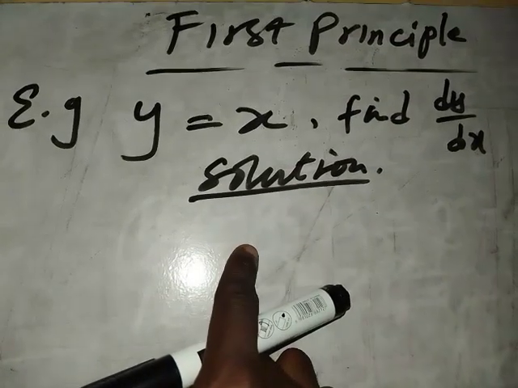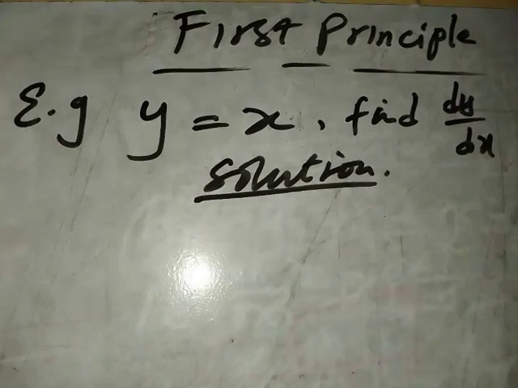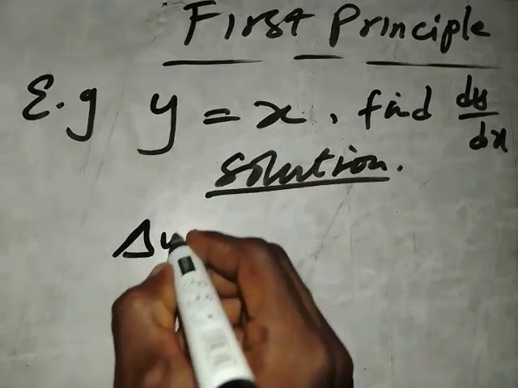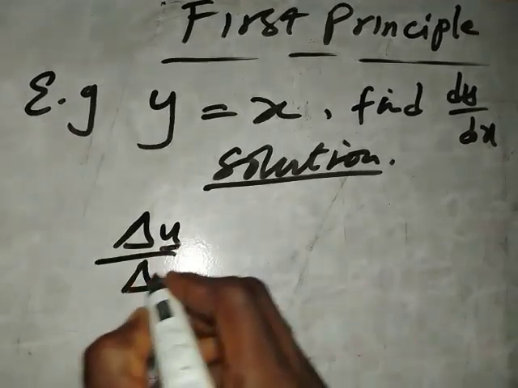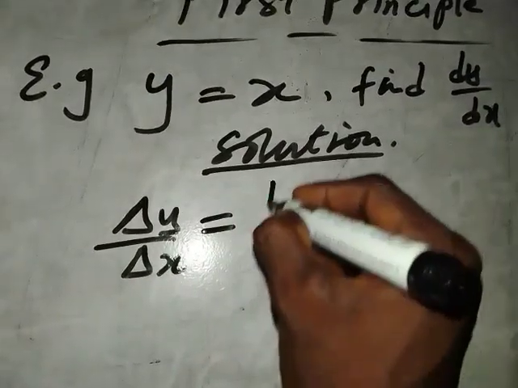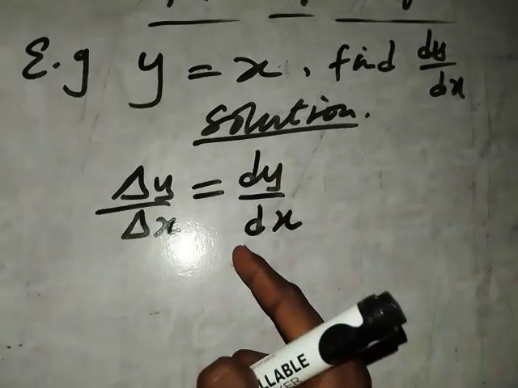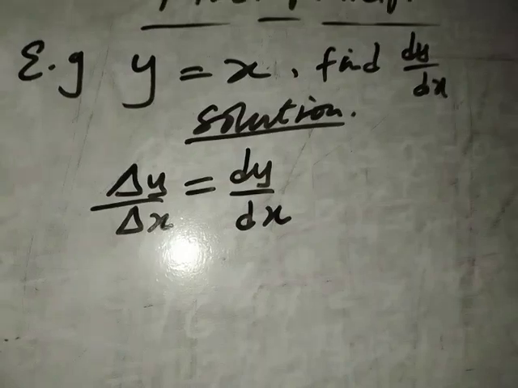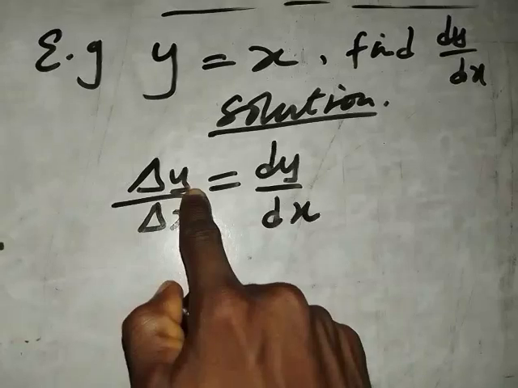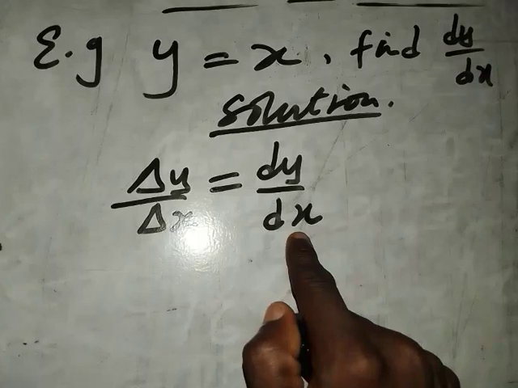There is something I want you to know in this first principle differentiation. Do you know that when we are talking about change in y all over change in x, this is equal to dy/dx? The reason why I'm showing you this is that as we proceed, you may come across it. The change in y all over change in x is the same thing as dy/dx, right?